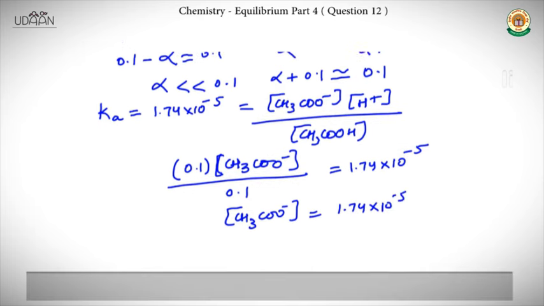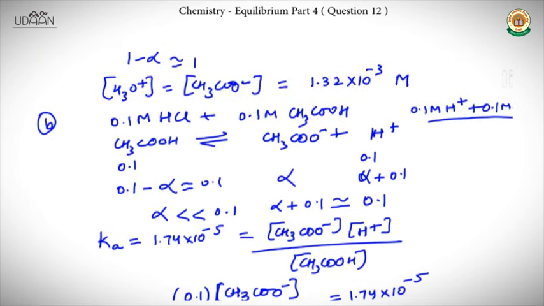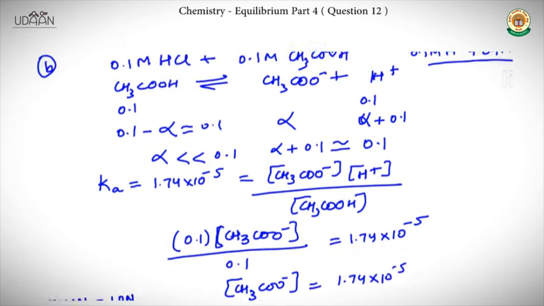In the question, now a very important concept comes here called the common ion effect. According to the common ion effect, in a weak electrolyte, if some common ion is present, like here CH3COOH dissociated into CH3COO minus and H plus, but the common ion H plus was already present, in that scenario the degree of dissociation of the weak acid decreases.